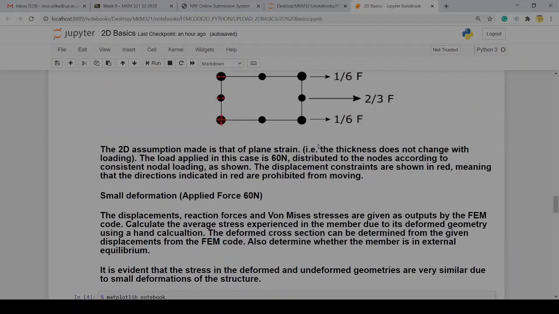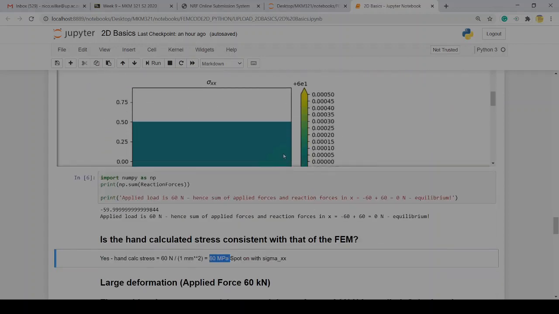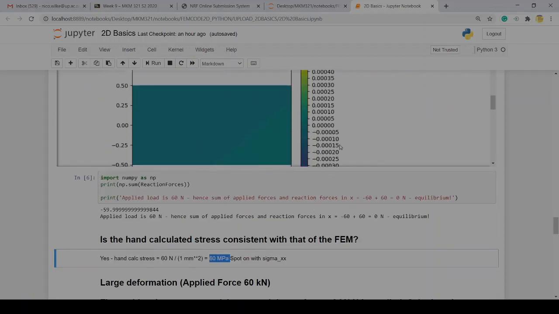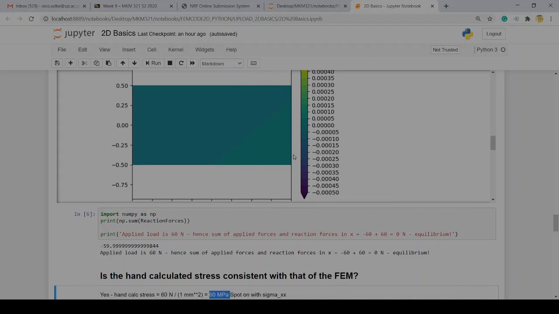If we didn't apply this with the consistent nodal loads, this would not be a nice uniform distribution. This would be some chaos here. So this is why it's important that we have the consistent nodal loads, so that when we expect to have a uniformly distributed load with a uniform stress across this, as we see here, we indeed recover that.